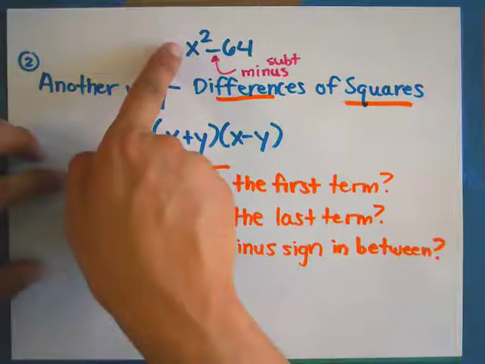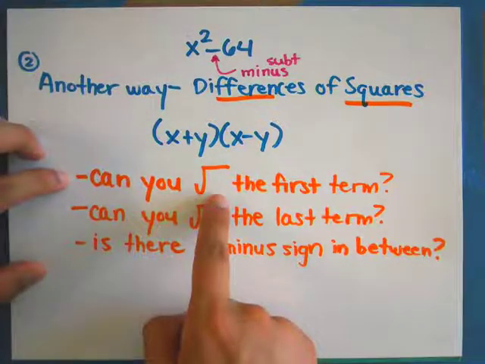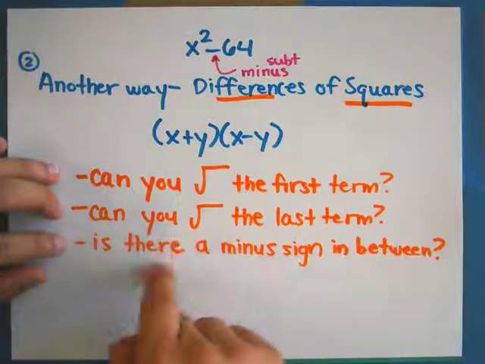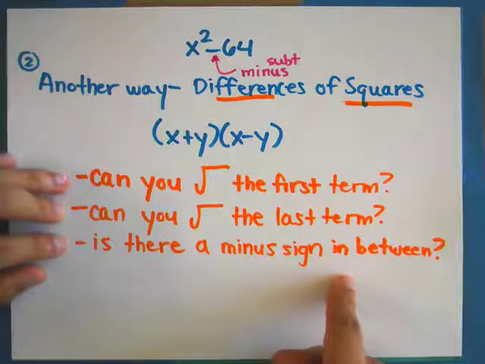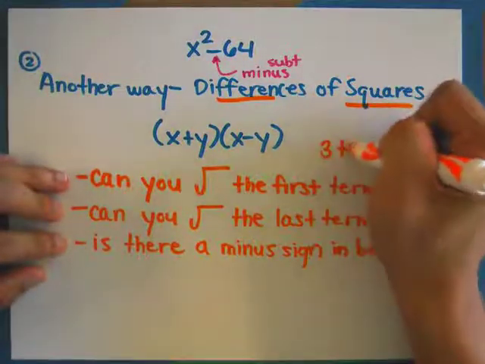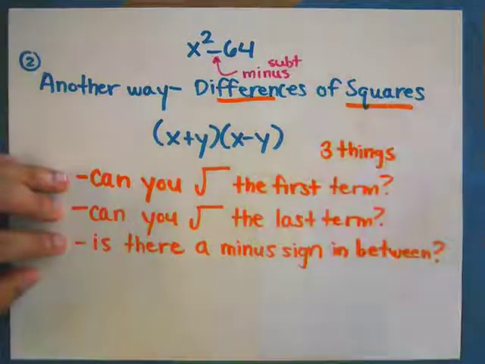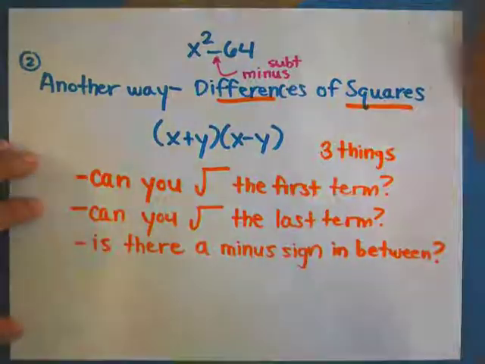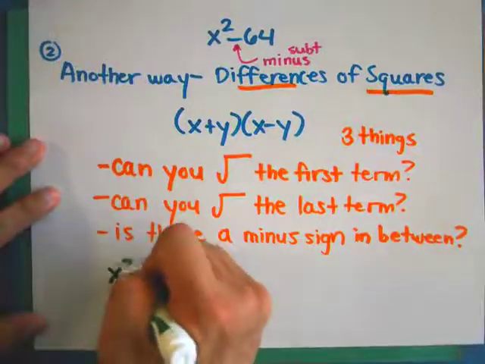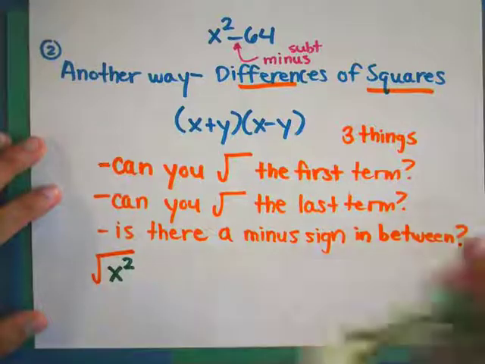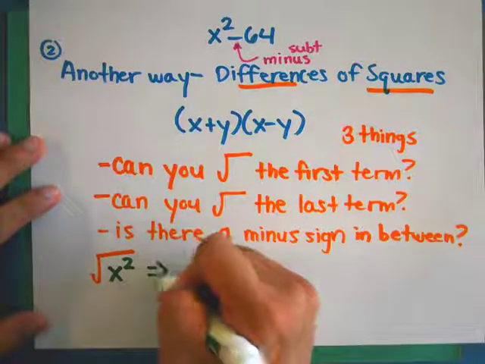Take a look at your binomial. Can you square root the first term? Can you square root the second term? And is there a minus sign in between? You need these 3 things in order to do difference of squares. Let's take the first term, x squared. The square root of x squared is going to be x.